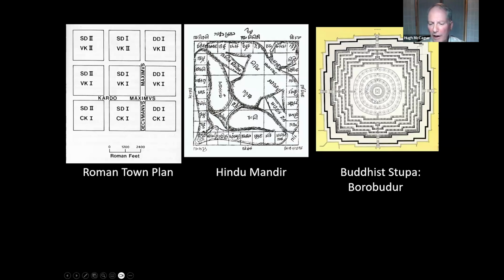Similarly, we see Buddhist stupas aligned to the four directions, some microcosm of the macrocosm. Here we see the spectacular mandala design of Borobudur in Java.